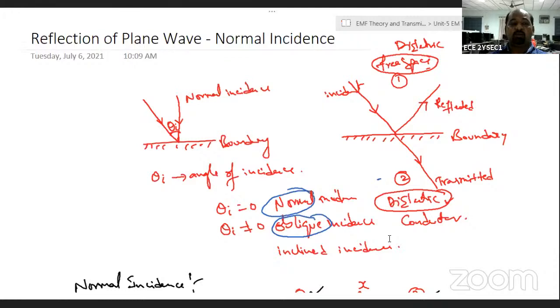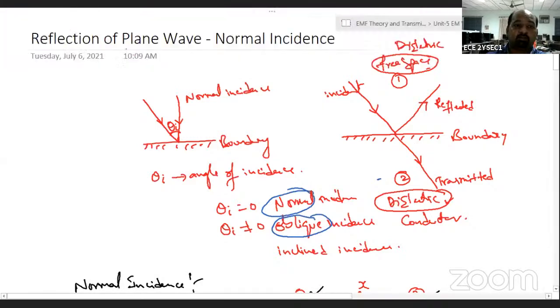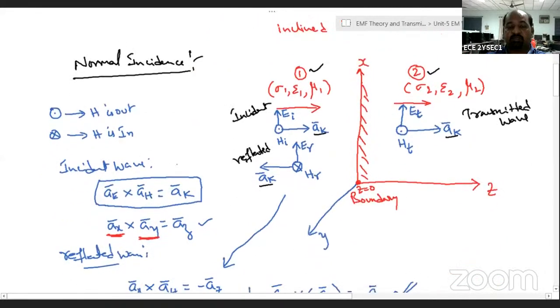The incidence of a wave will be in two ways. One is normal incidence, and another one is oblique incidence. When an EM wave is incident normally, it is called normal incidence. When an EM wave is incident with some angle, it is called oblique incidence. And we have been discussing normal incidence.